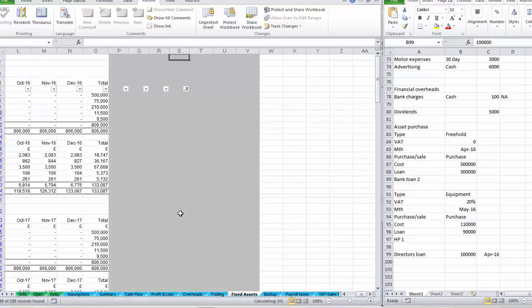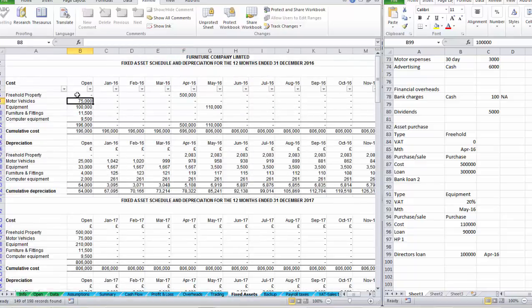Fixed assets. I'm going to do a Control N. So you've got your brought forwards here, you've got your additions here, and then it's automatically calculated depreciation. That's based upon the depreciation rates you've put in, and then it'll automatically know, okay, I've added an asset, so it'll start to depreciate those based upon what you've put in there.